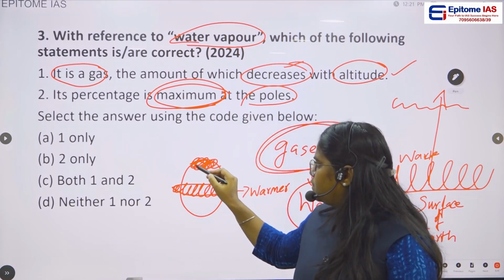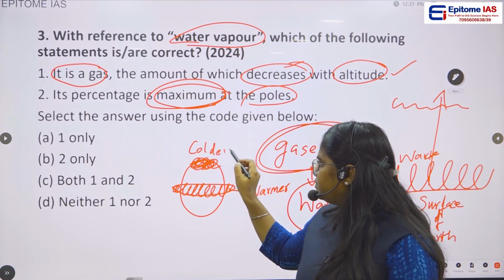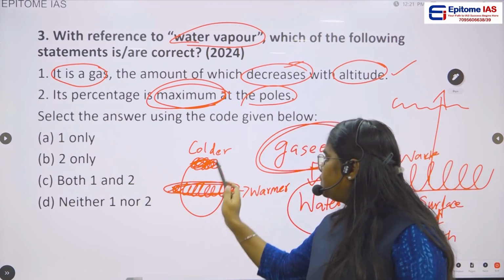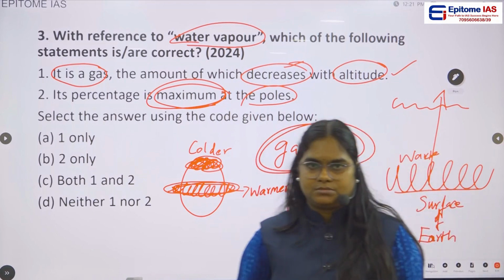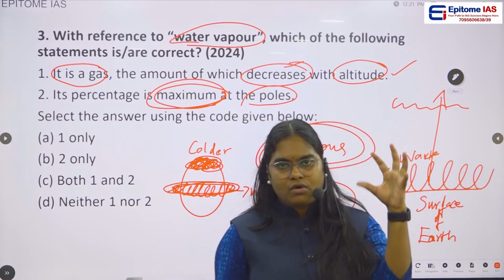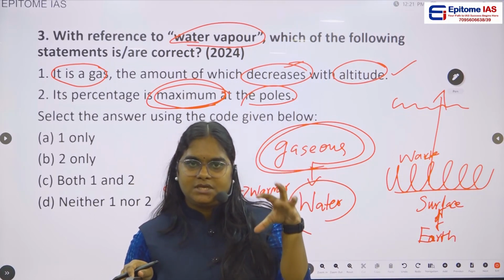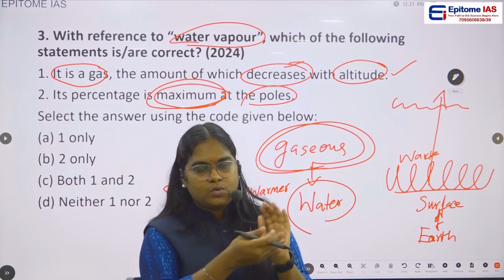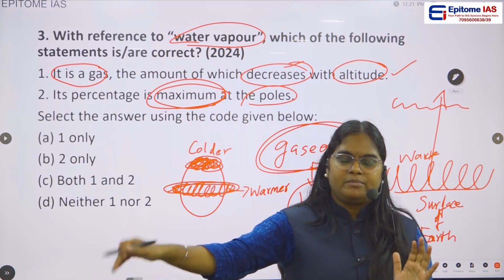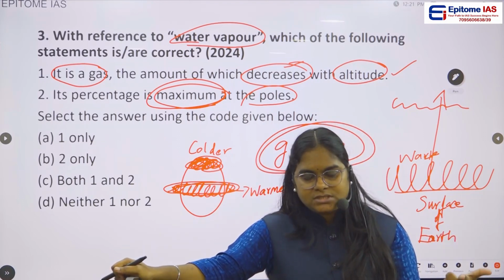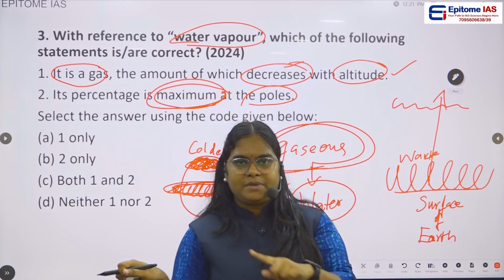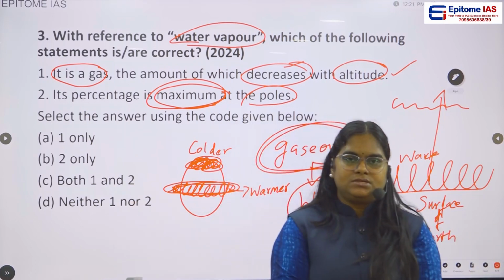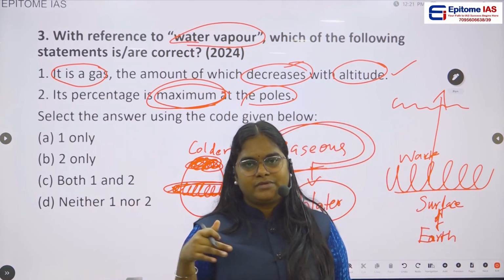These poles are comparatively colder. So what they're saying is the percentage of water vapor in the polar region is maximum. But in the equatorial region, because of maximum incoming solar radiation, more evaporation will be happening. When there is more heat, obviously more evaporation happens. When more evaporation is happening, more water vapor will be present in that area. So technically in the equatorial region, the content of water vapor will be maximum.